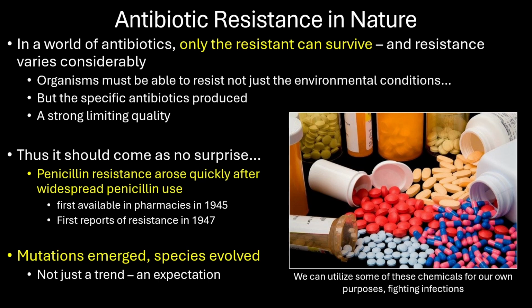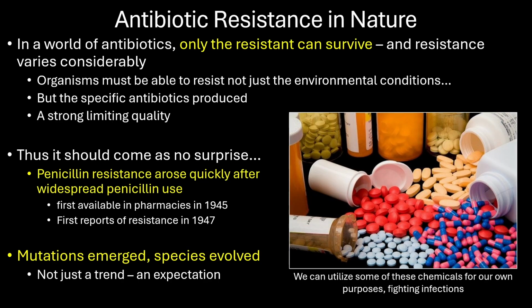successful in that environment. Thus, it should come as no surprise that as penicillin rose in prominence and use, penicillin resistance followed very quickly. The antibiotic was first available in pharmacies in 1945, but the first reports of that resistance were in 1947. Mutations emerged and the species evolved when those mutations were suddenly useful. This is not just some trend that we have seen.